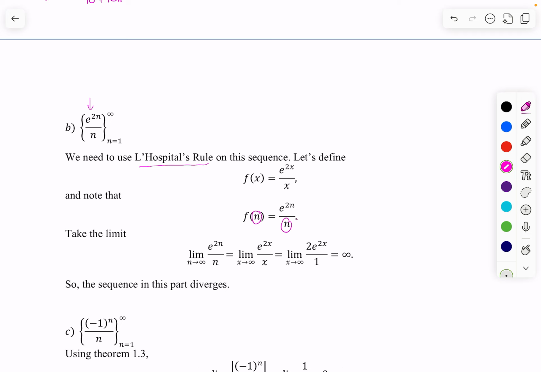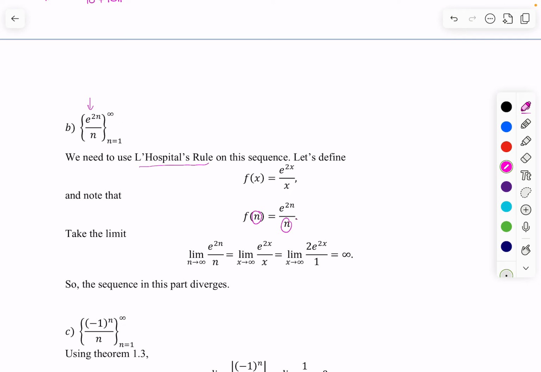Okay, the same thing if you take it as a function. Alright, so you solve this limit by using L'Hopital's rule, because if you directly substitute n as infinity, you would get an indeterminate form. You will get infinity over infinity.